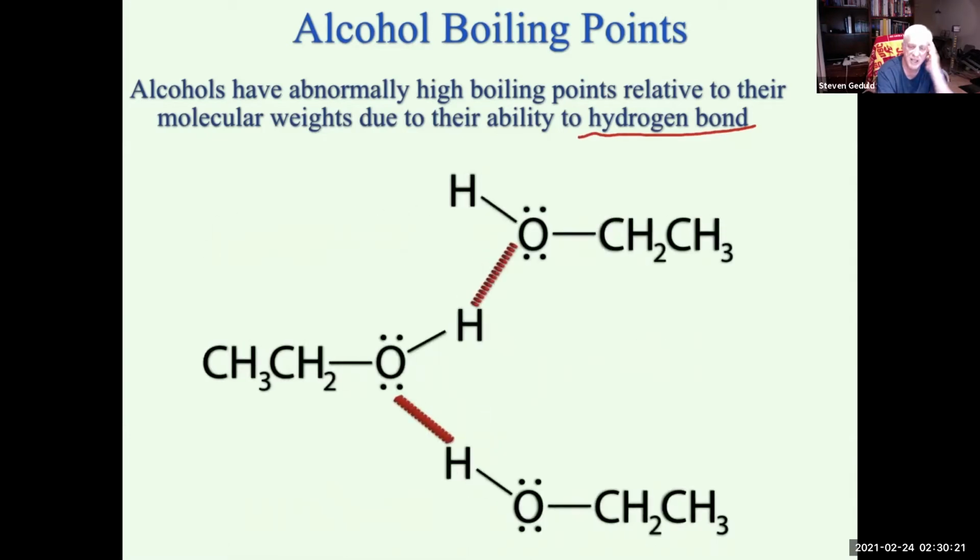This is ethanol. You can see this is a negative charge. This is a positive charge. This is a negative charge. This is a positive charge. Opposite charges attract, and it pulls the molecules together and holds them together. That's what hydrogen bonding is.